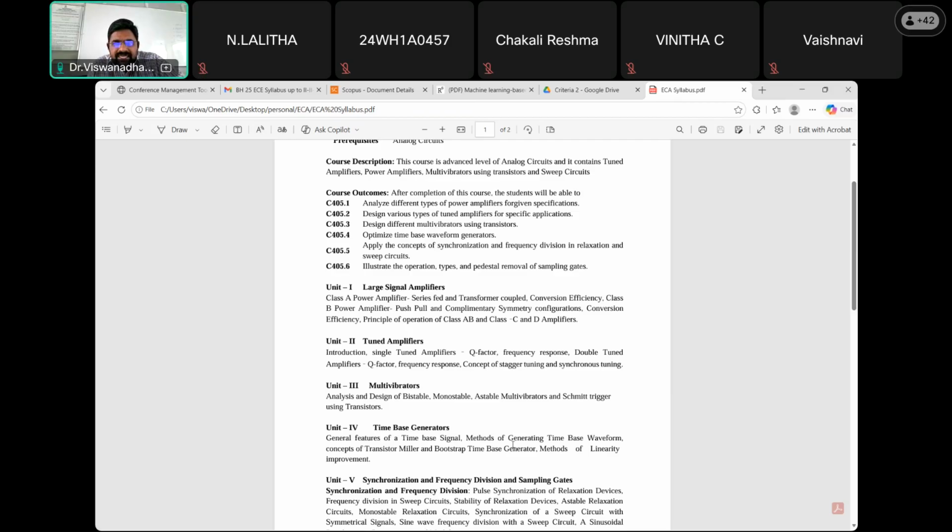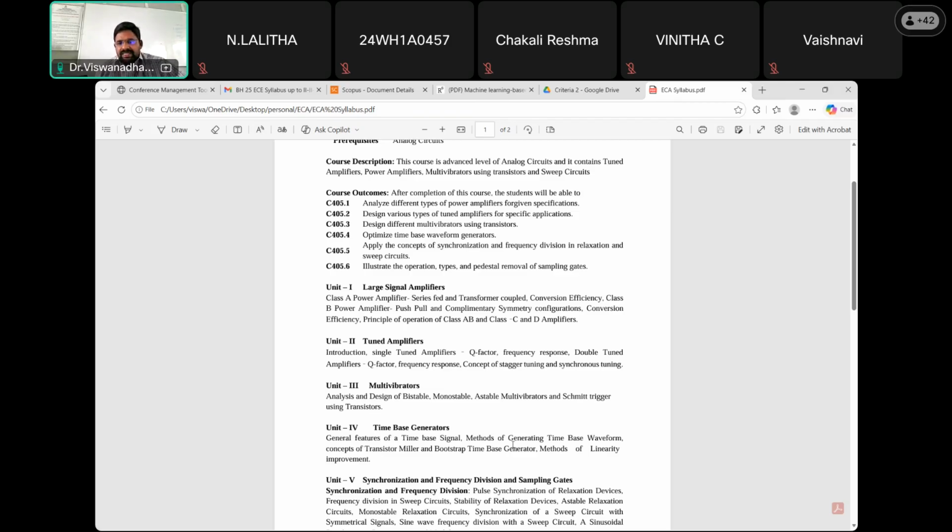What are all 3? Single tune, double tune, stagger tune. There are 3 circuits. For all the 3, you need to calculate Q factor. So please practice single tune and draw the frequency response. Double tune, frequency response.